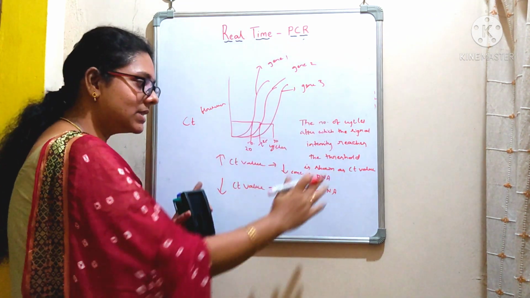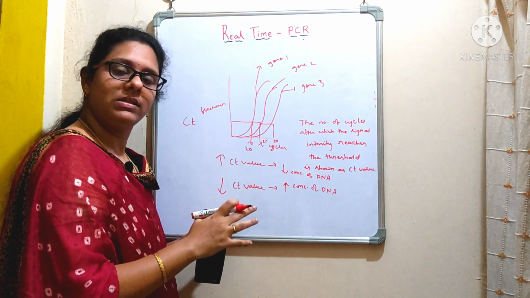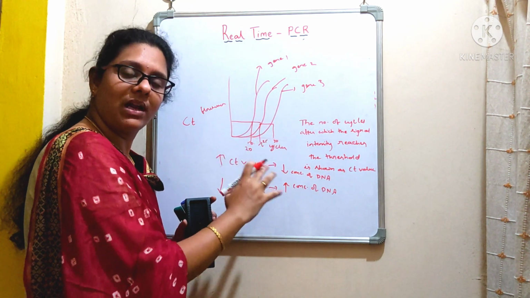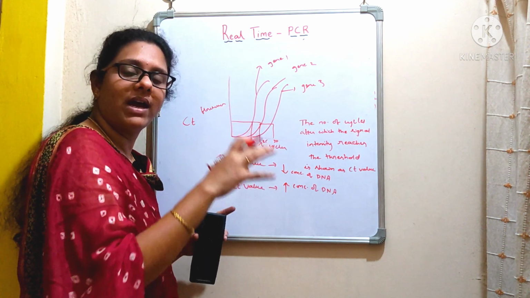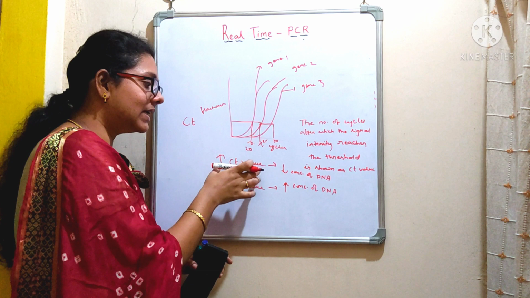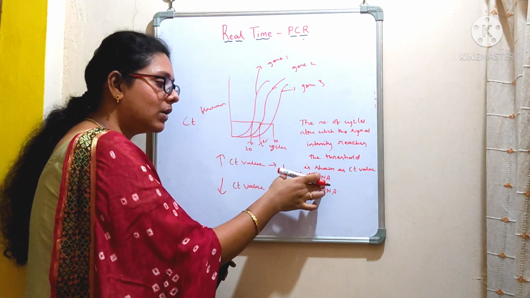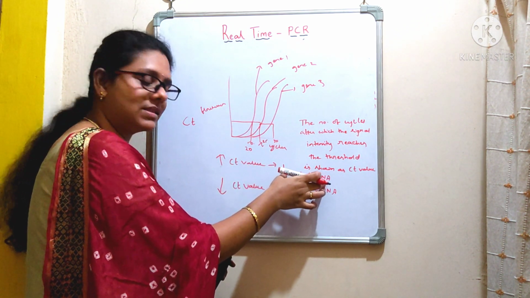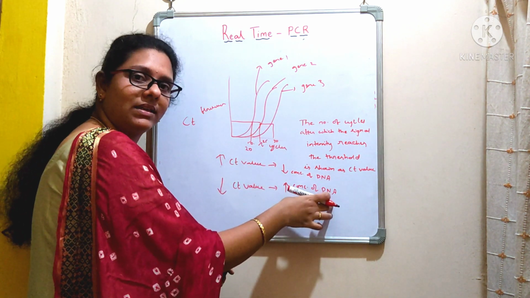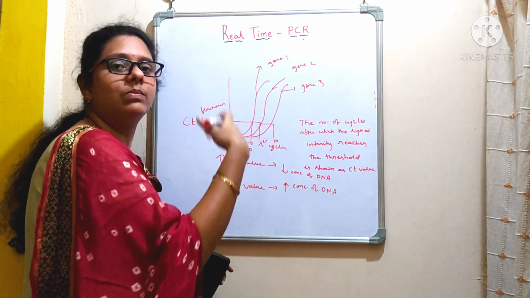So based on this concept only, nowadays in order to identify a coronavirus, based on the CT value we can detect the viral load in a particular patient. Remember, if a person gets a high CT value, then the concentration of DNA is less, and if the CT value is less, that indicates that the concentration of the DNA is more.